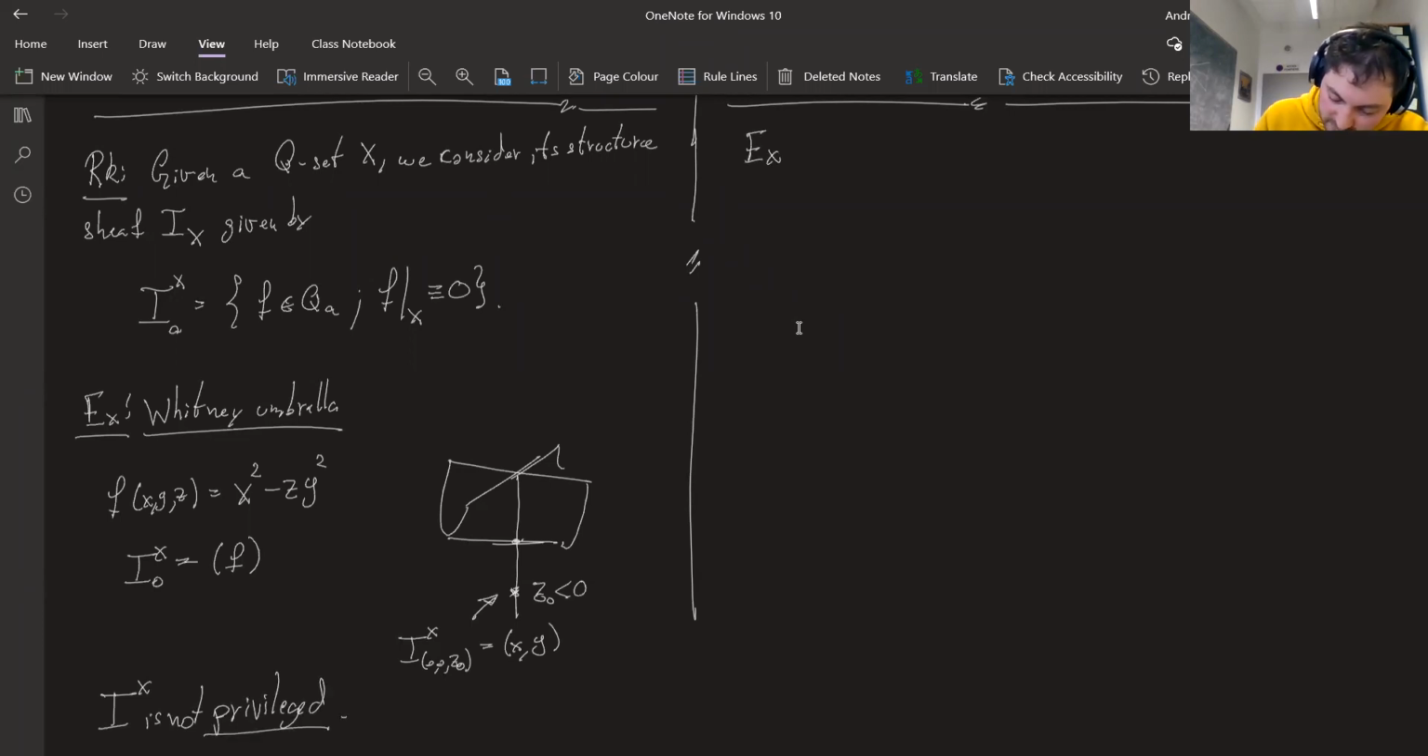And example 2, because the first example might tell you that, okay, there's a change of dimension, so this might make a difference. But if we take the Pearson and Newman example, I of X is also not coherent, is not privileged.